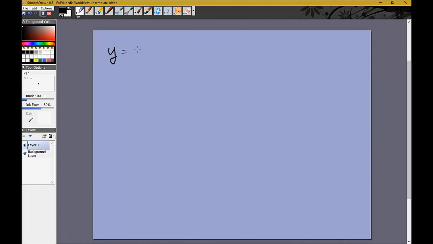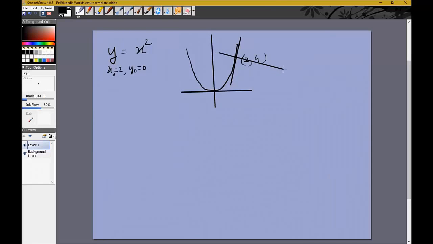Let's take a simple case initially, y is equal to x squared. We know the graph of y is equal to x squared. It goes something like this. Let's take the point 2. So x is 2, y will be 4. Right. So let's take x0 is equal to 2, y0 is equal to 4. At this point, obviously, this curve will have a tangent and this curve will have a normal. Our aim is to find the equation for the tangent and the normal.